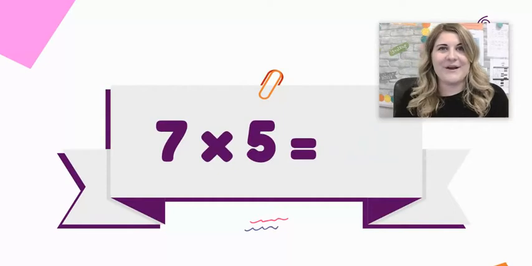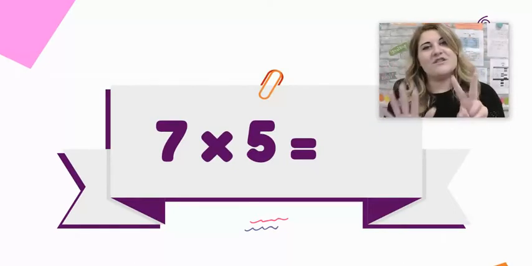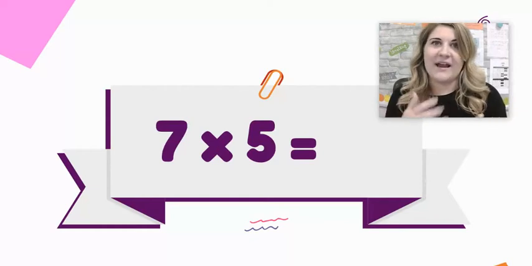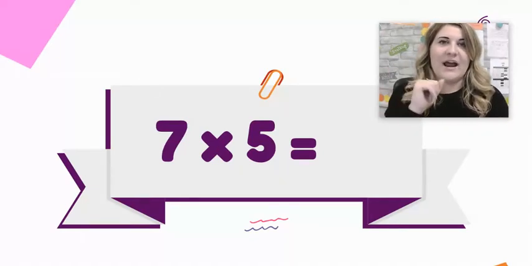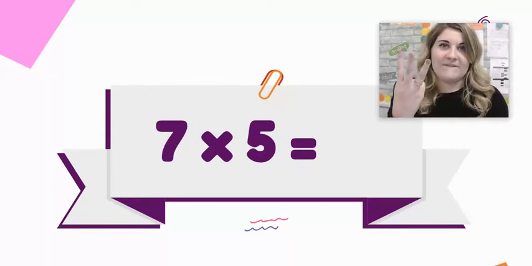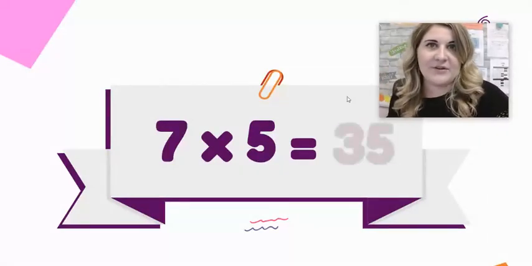All right, 7 times 5. 7 fingers. Here we go. 5, 10, 15, 20, 25, 30, 35. Just don't count too fast and get too ahead of yourself with your fingers. Make sure you are saying the next number as you pull up your fingers. So like 5, 10, 15, 20, 25, 30, 35. You might want to slow it down a little bit.